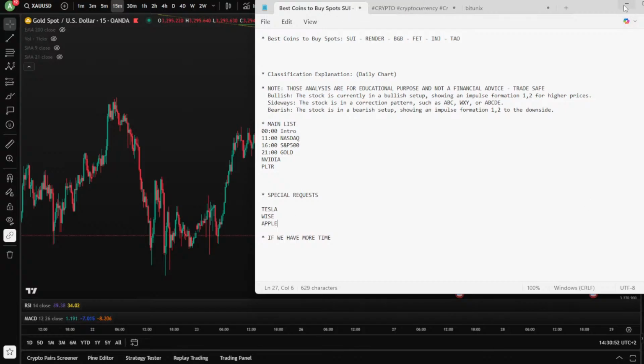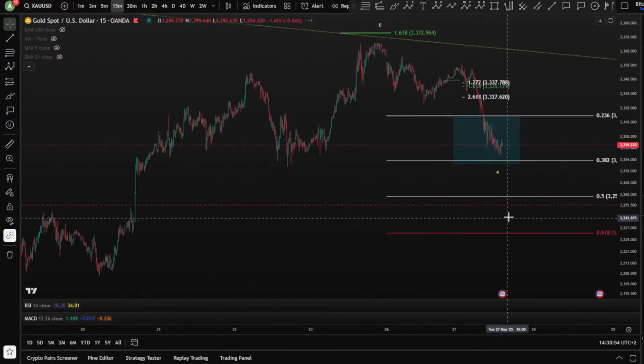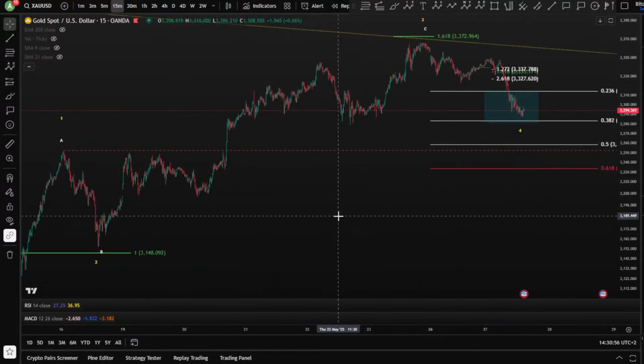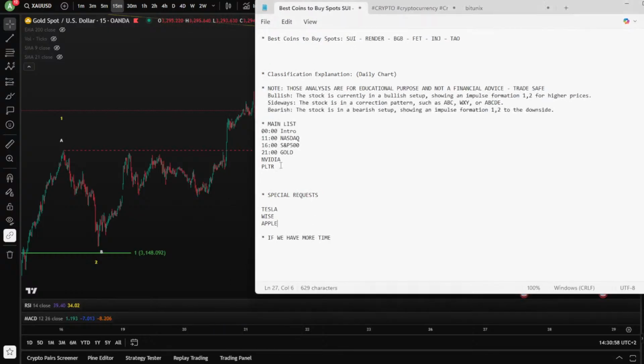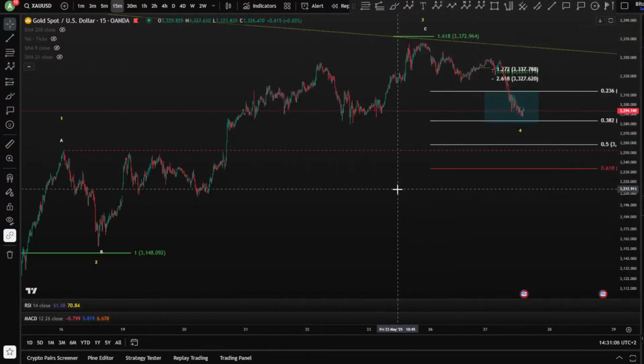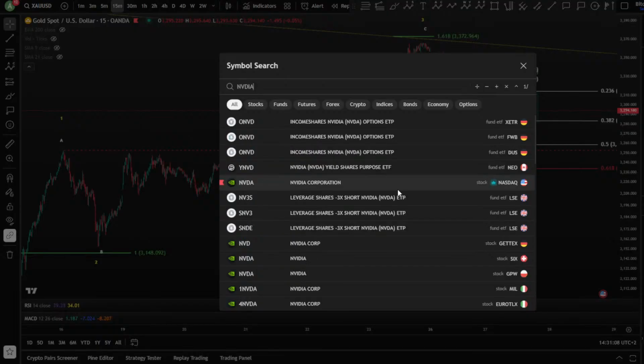All right. So that is for the gold right now. I'm looking for those possibilities. Okay. Let's move on then. Let's take a look at Nvidia as well. And then Palantir and special request Nvidia.